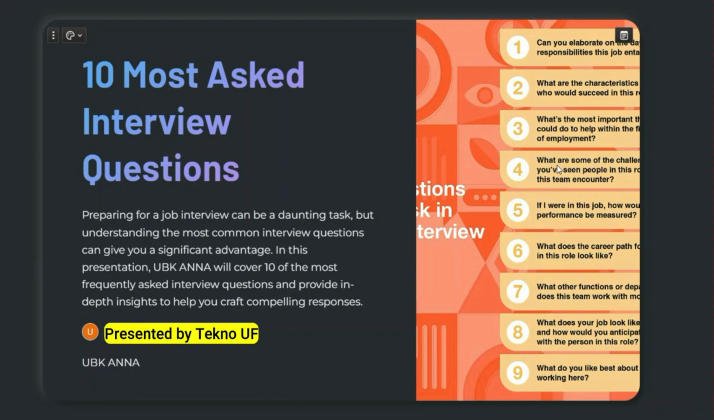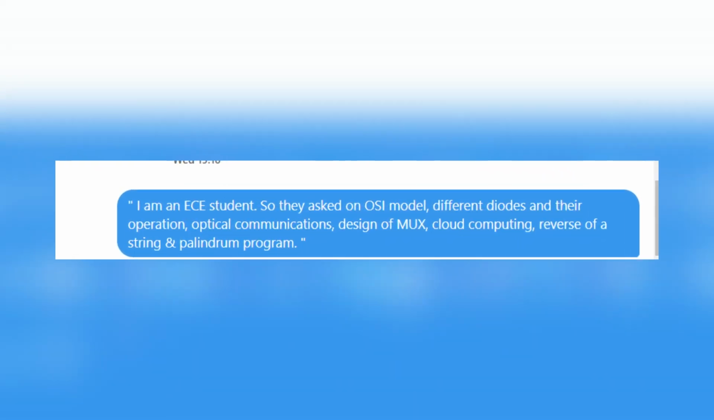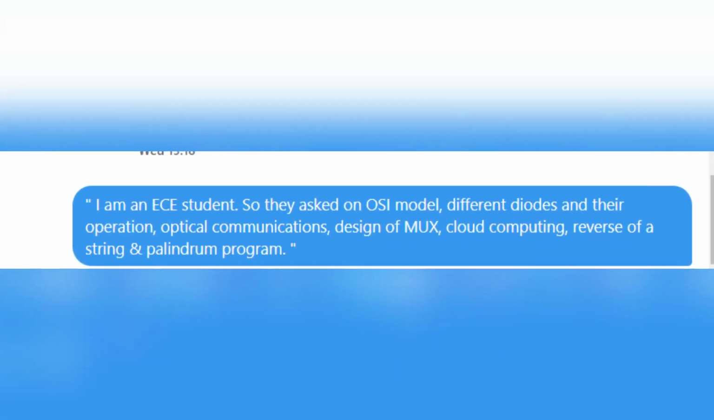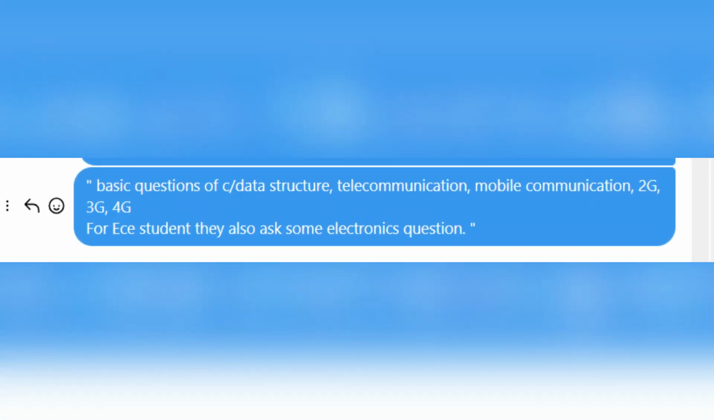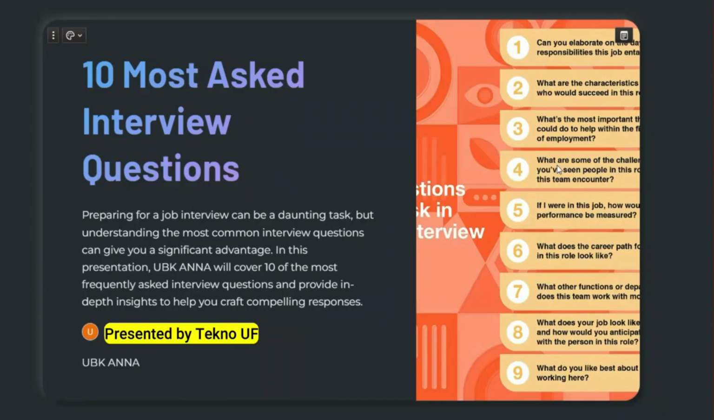By the way, in this video we are going to discuss the most asked interview questions from the technical part. Just remember, if you are from a core branch, let's say electronics, then they can ask you about the OSI model, different diodes and their operations, optical communications, design of masks, telecommunication, mobile communication, 2G, 3G, 4G, etc., right? To know the exact questions, you can refer to the JavaTpoint website. You will get the main questions.